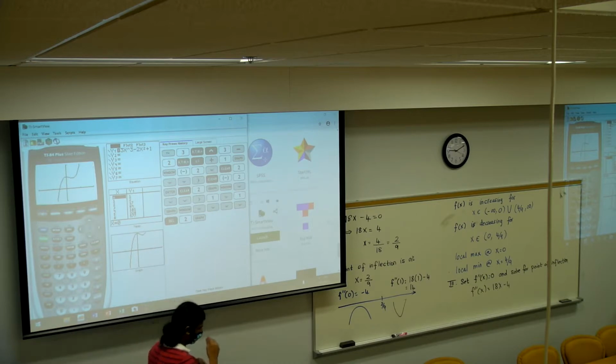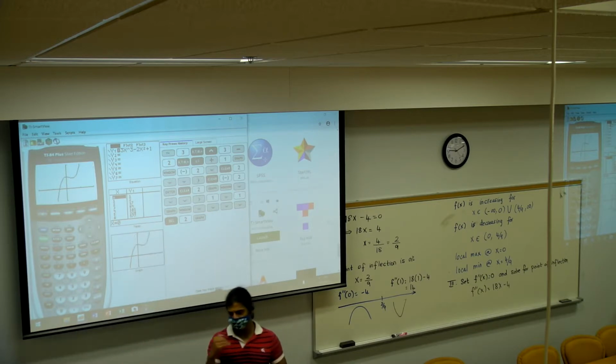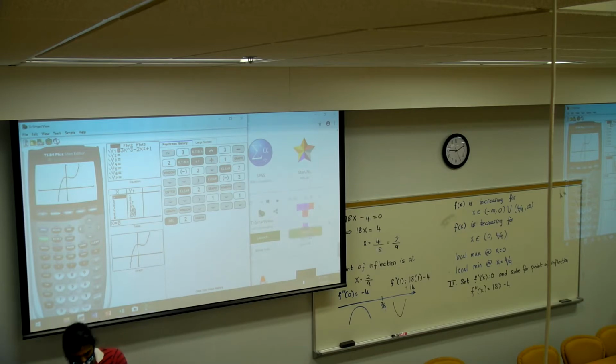So how did we determine the maximum and minimum last time? So we went to second trace. It's asking for min, max. So let's start with the maximum. And the maximum seems like it's right over there. So you've got to go to the left of the maximum, enter. To the right of the maximum, enter. We already know where the maximum is at, it's at 0. Let's see if the calculator will do the job for us, enter.